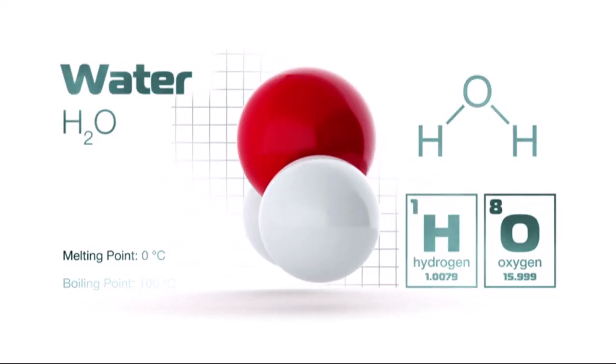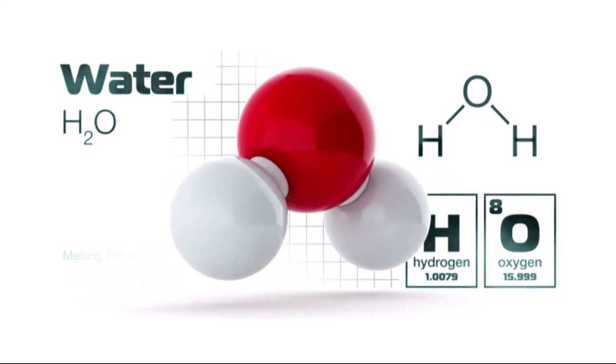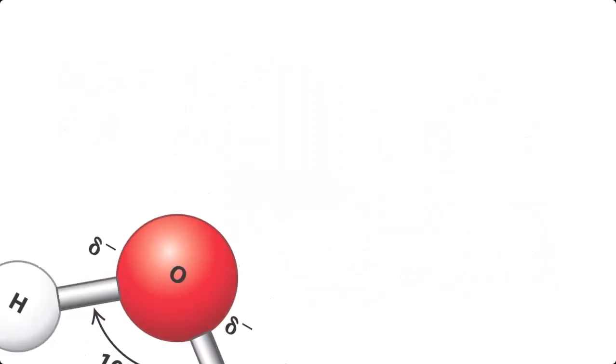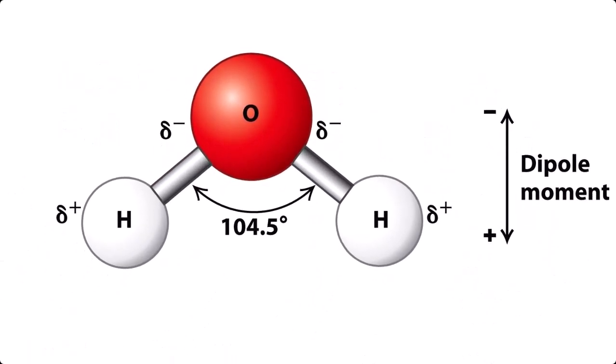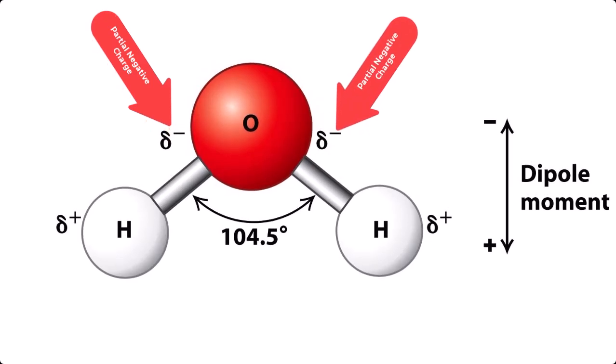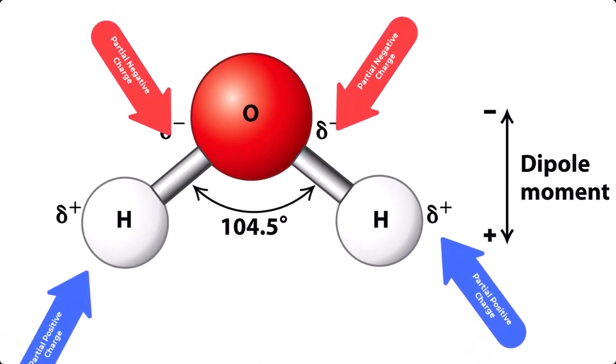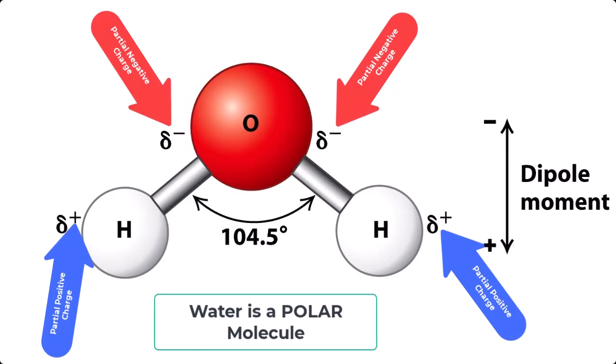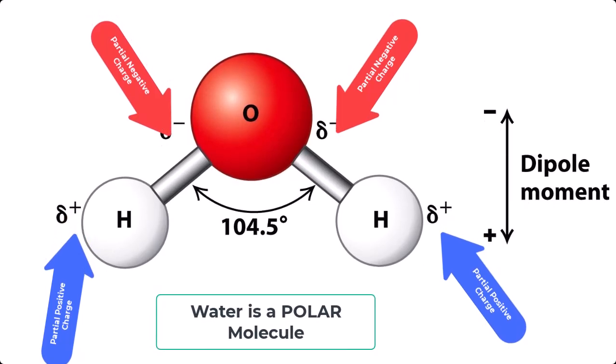However, in a water molecule, the electrons are not shared equally. In fact, the oxygen carries a slightly negative charge, and each hydrogen carries a slight positive charge. This phenomenon is called polarity.